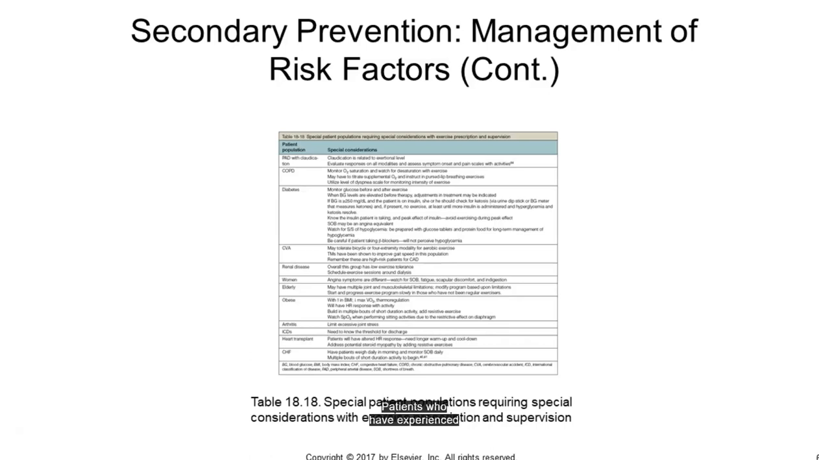Patients who have experienced cerebrovascular accidents may present with impaired cardiac function and must be monitored intensely, specifically blood pressure and heart rate. Special accommodations should be provided to those with impaired communication. Patients with renal disease also benefit significantly from regular exercise programs, but again must be heavily monitored, and exercise to rest ratios should be 1 to 2.